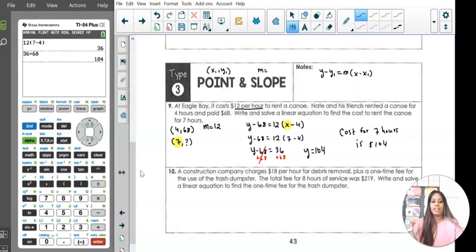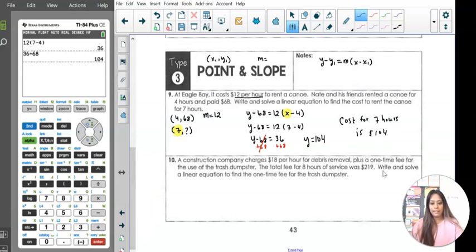Okay, let's try the next problem. It's a little different. Let's see what we have. It says here a construction company charges $18 per hour, so that I know that's my slope right there, for debris removal, plus a one-time fee. I don't know what the fee is, but I can figure it out using my formula. The total fee for 8 hours of service was $219.